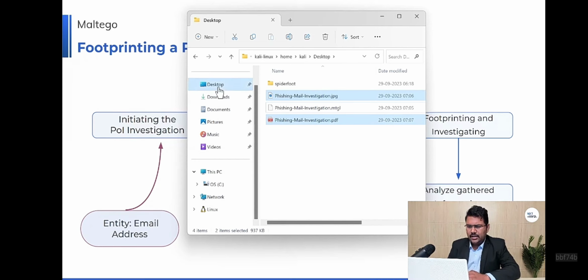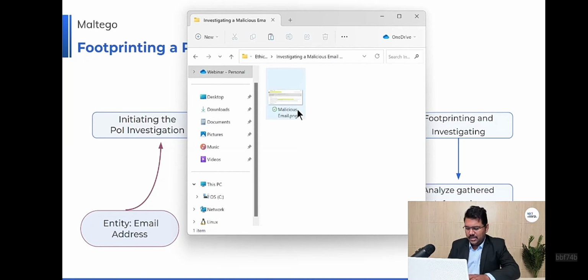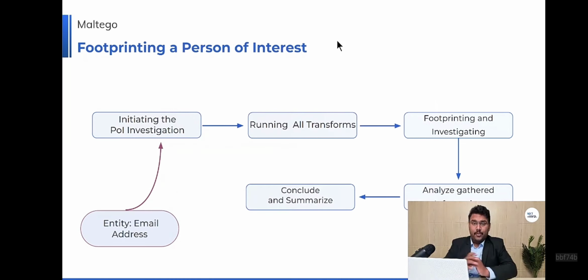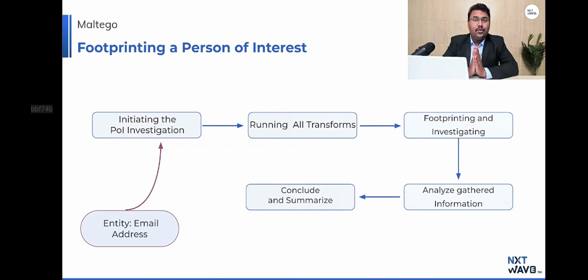We'll go ahead to the desktop. We have our folder over here, and inside this investigating a malicious email with Maltego, we just put it over here. Right. Okay, so the project that we have done so far right now is we are basically trying to investigate a phishing email, a malicious email using Maltego. Okay, right now. Let's move ahead.